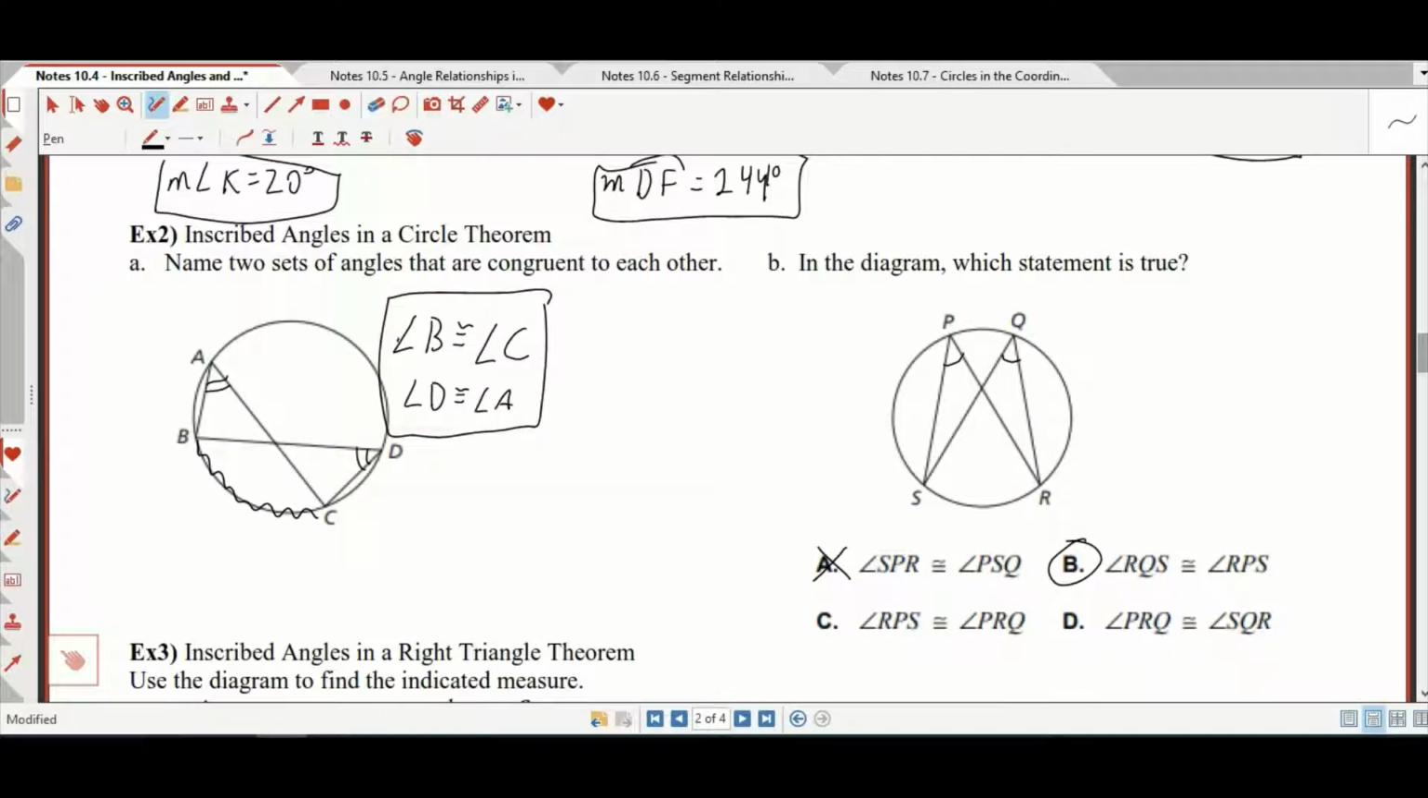Okay, here we go. RPS, R to P to S, that's that guy, and PRQ, P to R to Q, we don't know, probably not. PRQ, P to R to Q, and SQR, S to Q to R, no, probably not. However, PRQ is congruent to QSP, which is what my daughter calls crisps. Quisp.